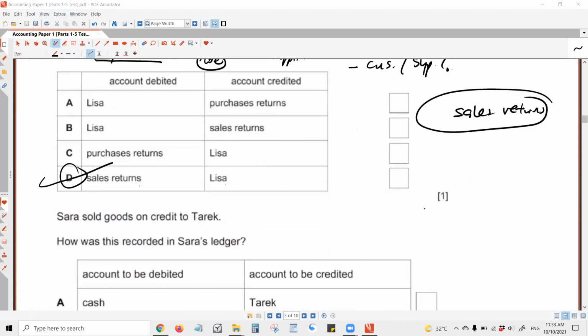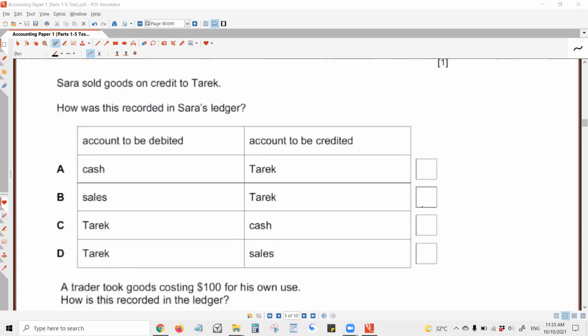Okay, next one. How was this recorded in Sarah's ledger? When they ask how something should be recorded in somebody's ledger, that is also referring to us. We are Sarah here. Next, we ask ourselves whether we are customer or supplier. Sarah sold goods, so we are supplier.